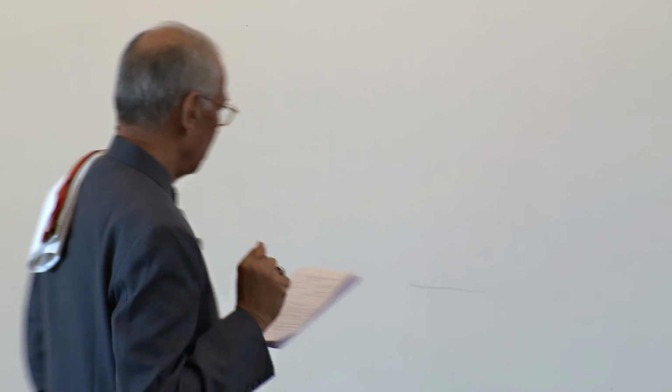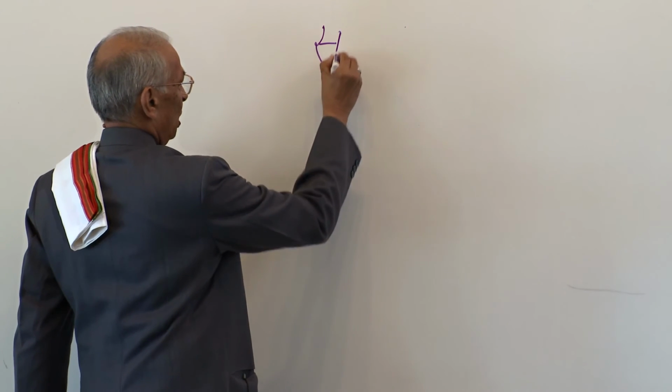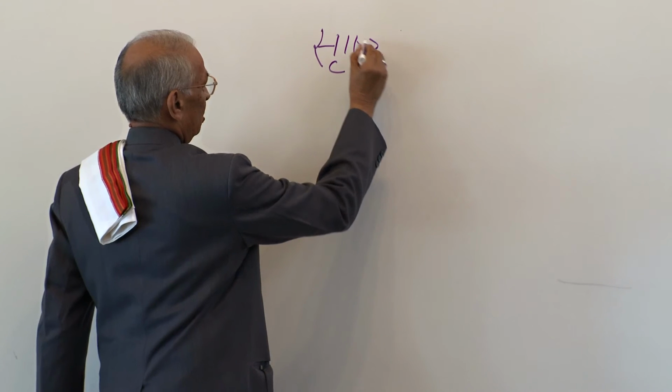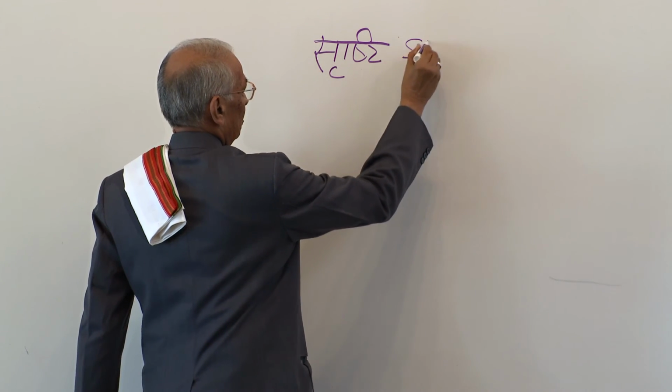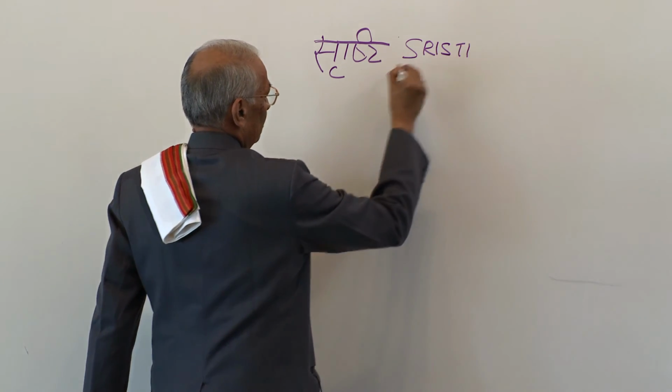Now, I also mentioned yesterday briefly that in the process of evolution, we call it the word Srishti. In Sanskrit, we write it like this: Srishti, creation.